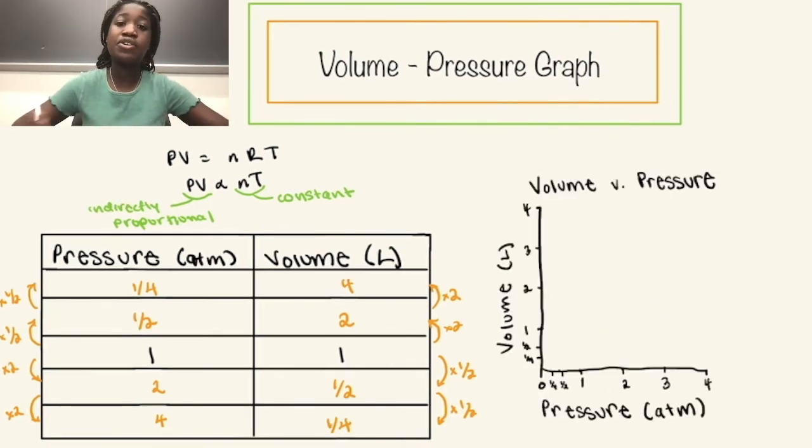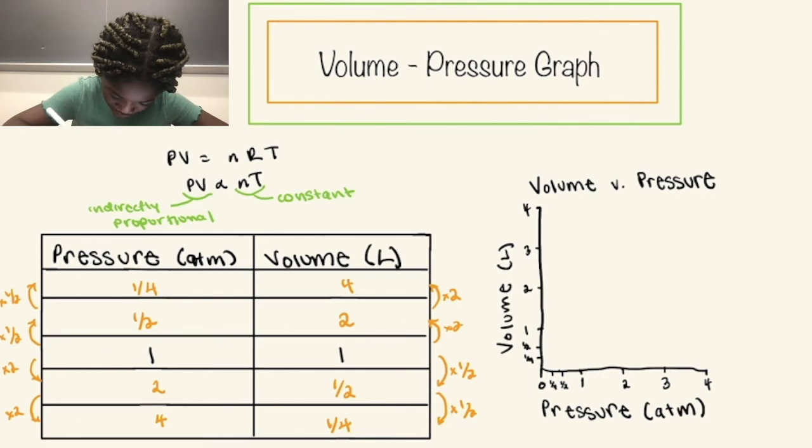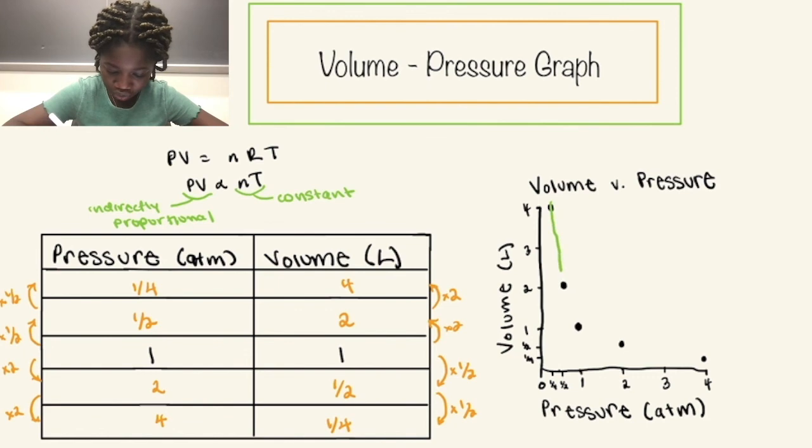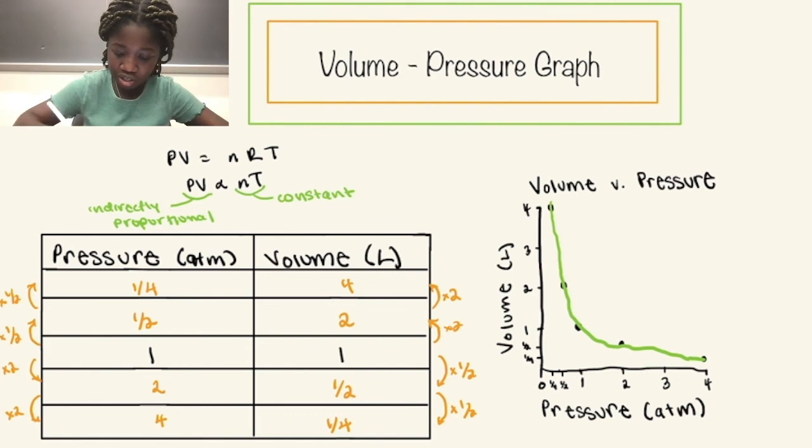All right, and now here's our graph with our labeled axes. And as I do this, I'm just going to go from top to bottom. So we're at 1/4, 4, 1/2, 2, 1, 1, 2, 1/2, and 4, 1/4. And we can draw a curve for this, and as you can see, this is different from the straight line of Boyle's law. This line is hyperbolic.